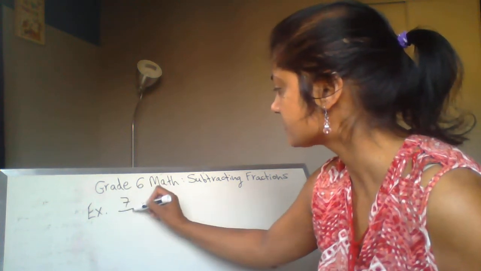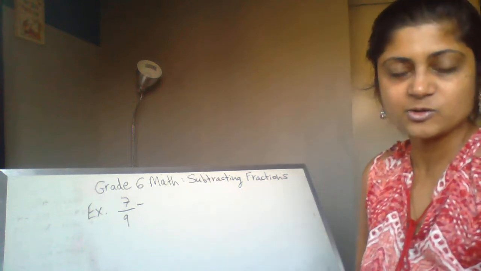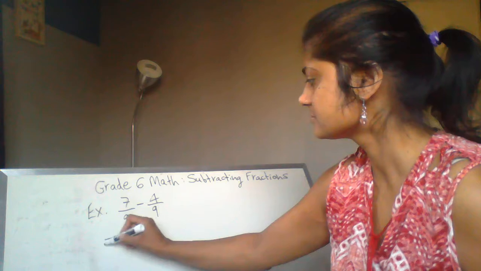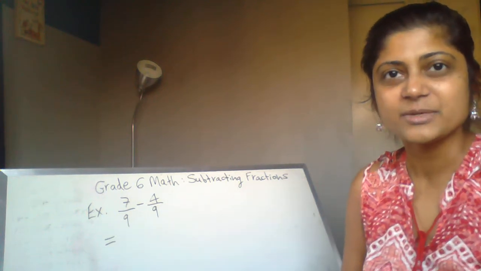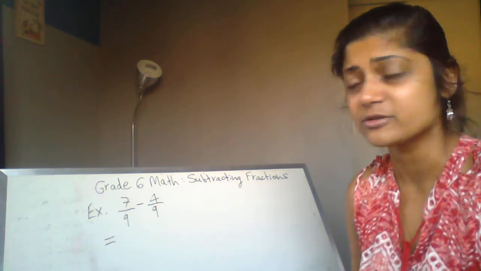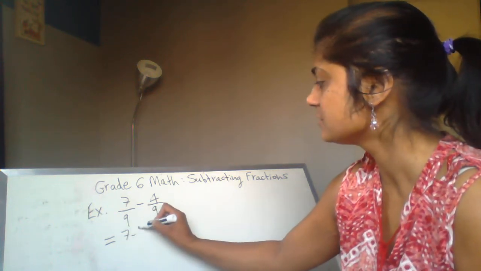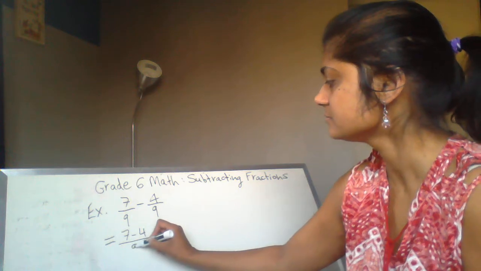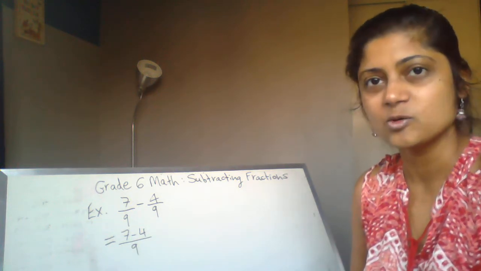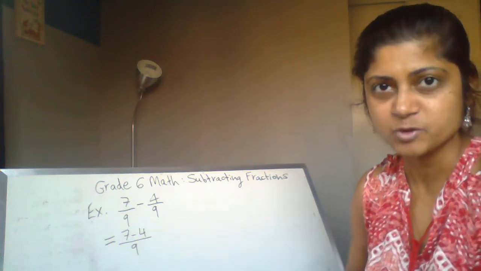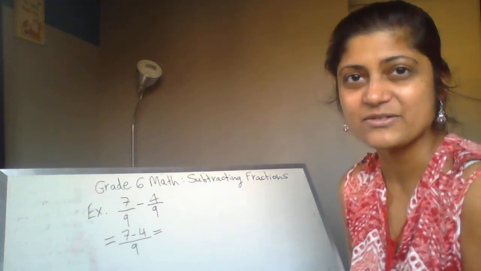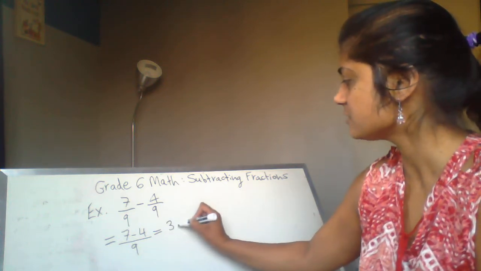Let's try 7 over 9 minus 4 over 9. Okay, so as you can see here, the denominators are the same, which is 9. All you have to do is subtract the numerators. So I'm going to do 7 minus 4 over 9. Again, make sure you are writing going down the board as well, or on your paper. I'm going to subtract the two numbers on the top. So we're doing 7 minus 4, which is equal to 3.